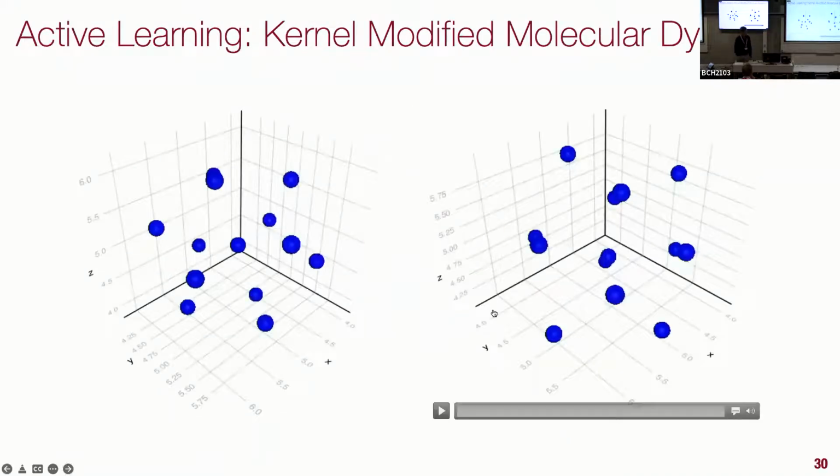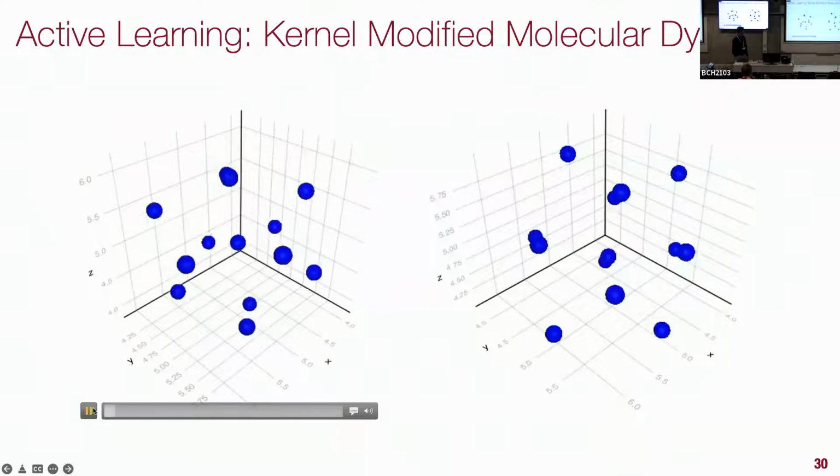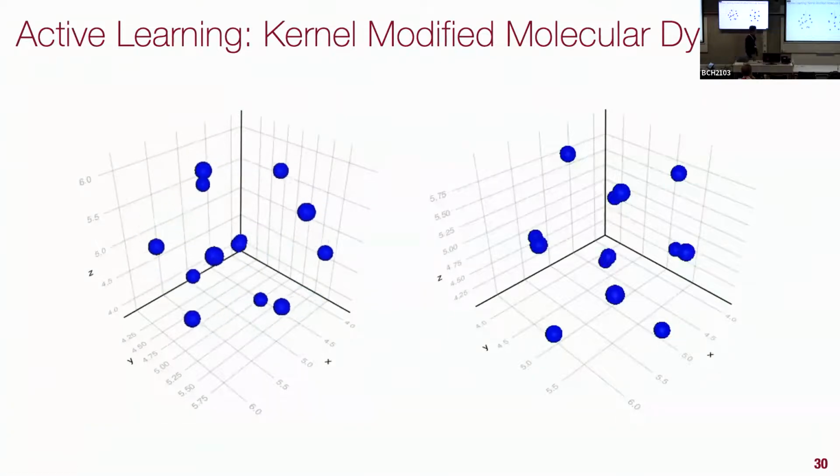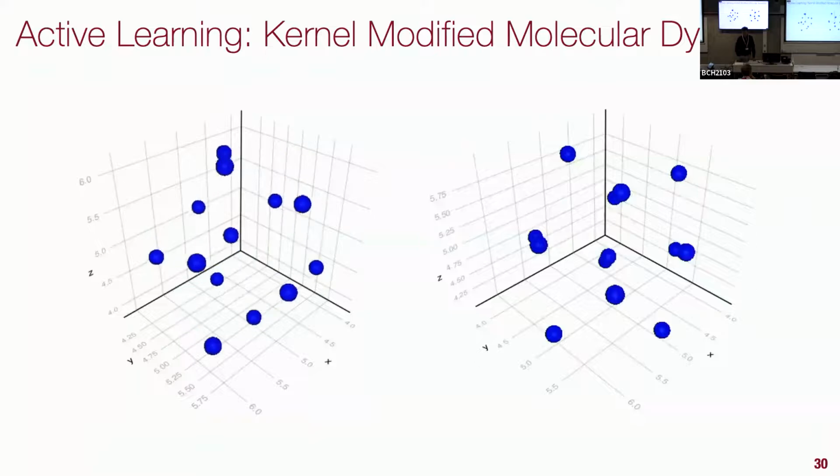So I want to play you a couple of videos really quickly. I'll try and wrap things up. On the left, this is just running regular molecular dynamics for this Lennard-Jones potential, and it bounces around. Of course, I've subsampled quite rapidly in order to make it an interesting video.